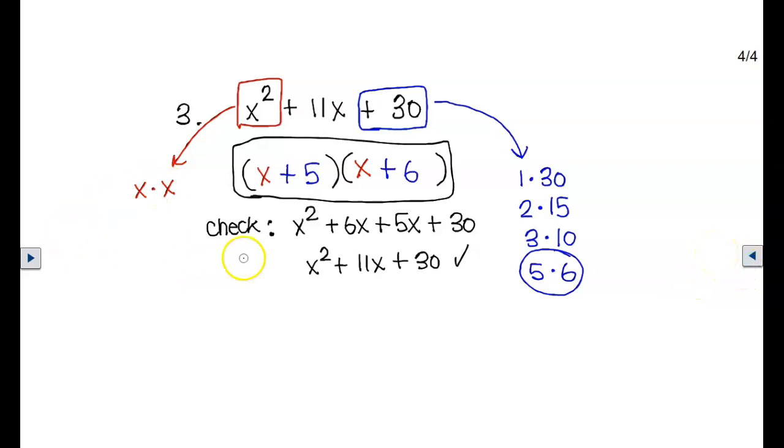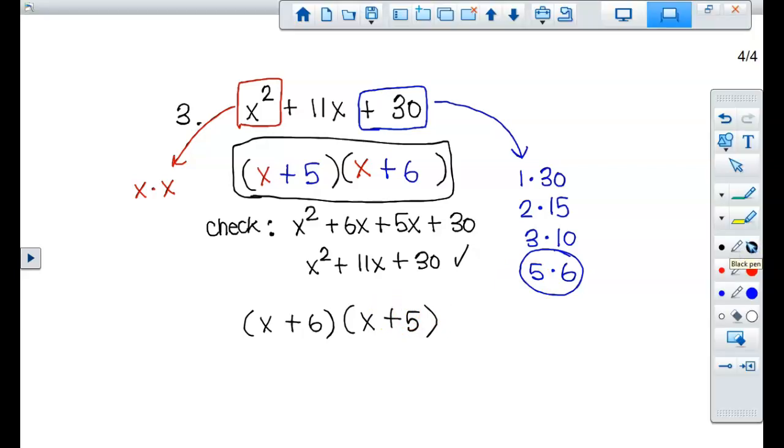Now, I should mention here that if you switched the order there, if you did x plus 6 times x plus 5, that would be perfectly okay. Because one of the things you all learned a long time ago is that multiplication is commutative, that order does not matter. So if I do 2 times 3 and you do 3 times 2, even though that order is different, you and I are going to get the same answer. So it works the same way here.